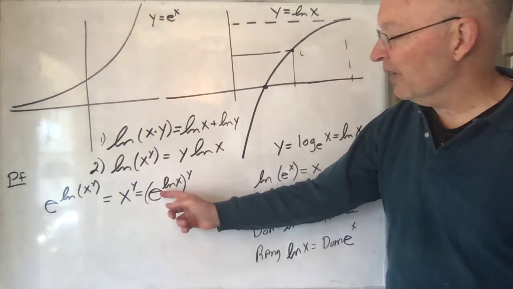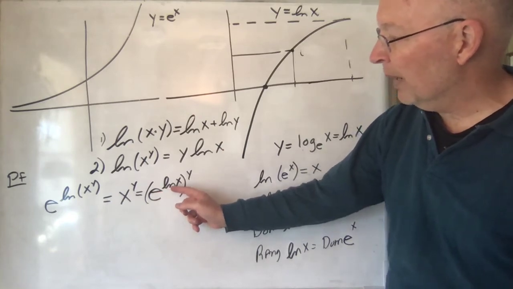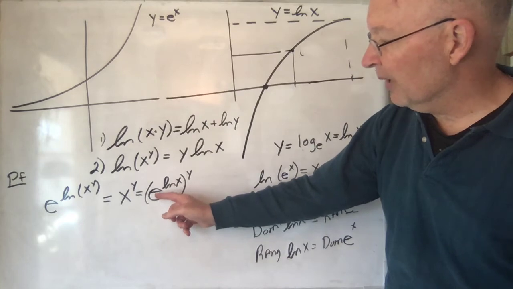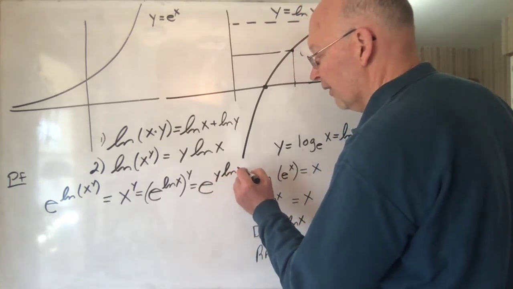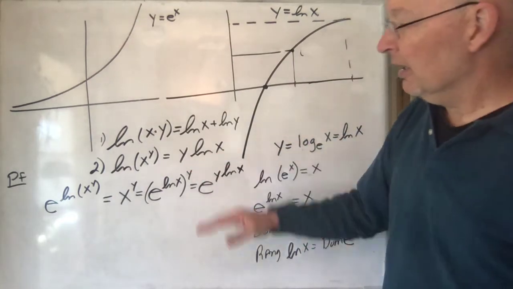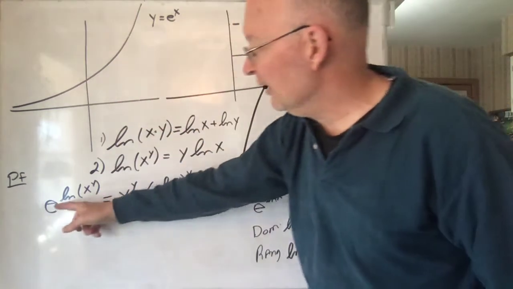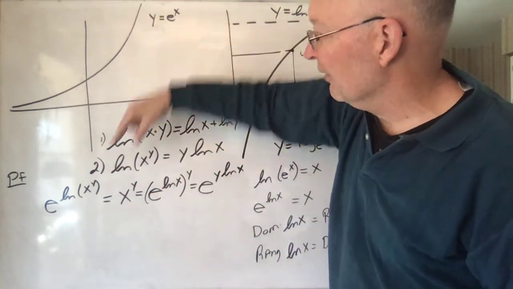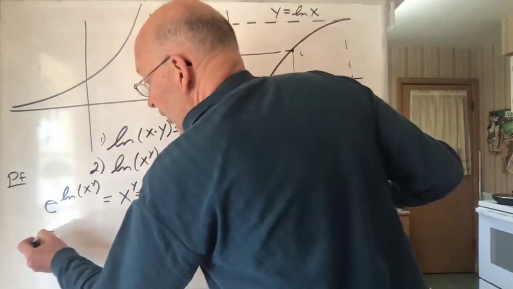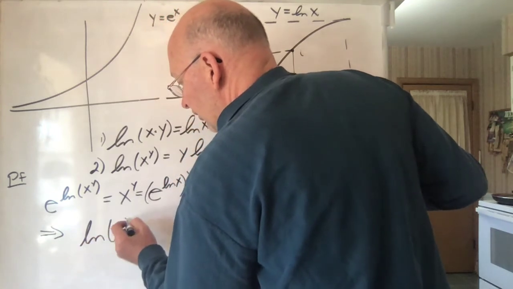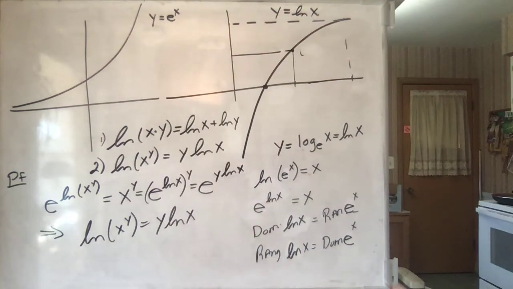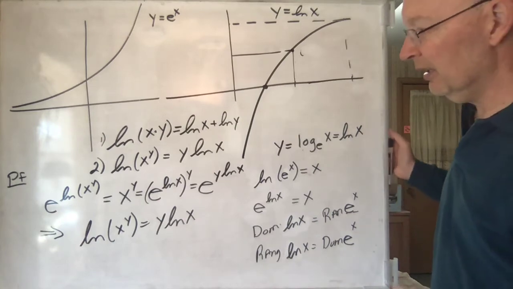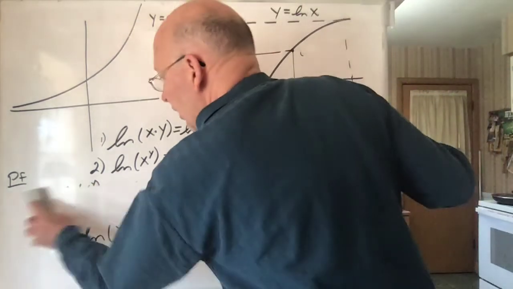And now, what's one of those other properties of exponents? If you have some base to one power all raised to another power, that is the base to the product of these two things. So that's equal to e to the y times the ln of x. And now, same as before, since e is a one-to-one function, if e to one thing is equal to e to the other thing, the only way that can happen is if these two things are the same. So in other words, this implies that the ln of x to the y is equal to y times the ln of x. So there's two very, very important and very unique properties of the logarithm. Okay, so those are ones to know. Once you have those, then you can get other ones as well.